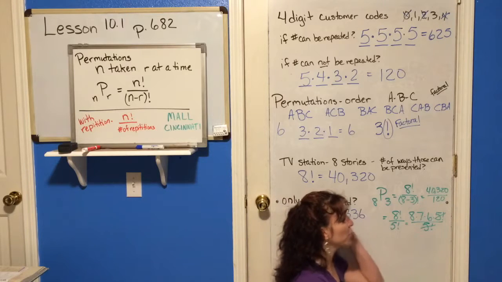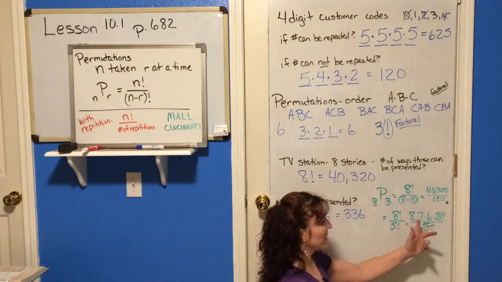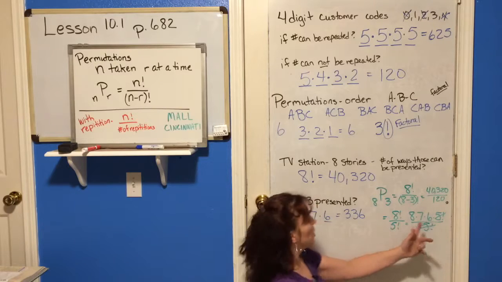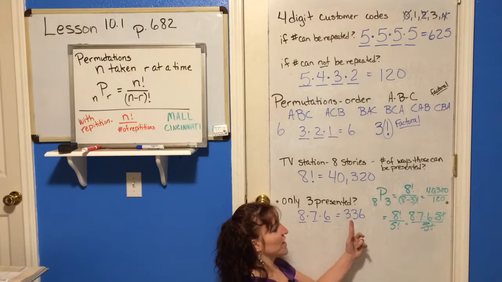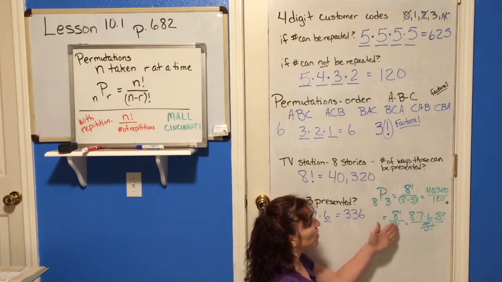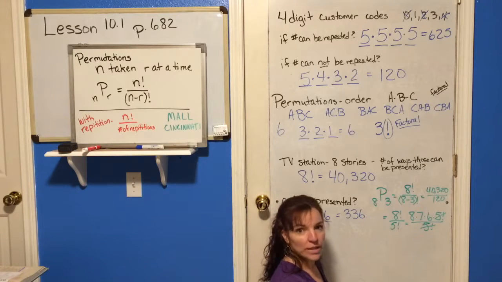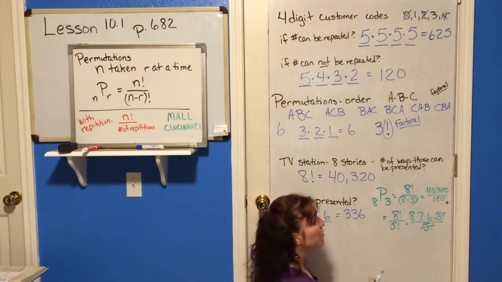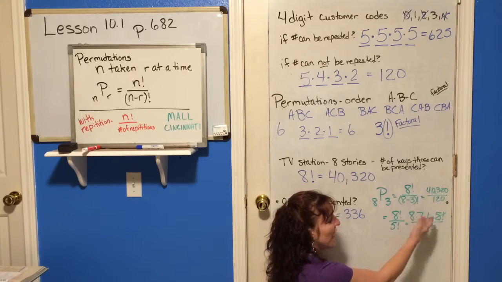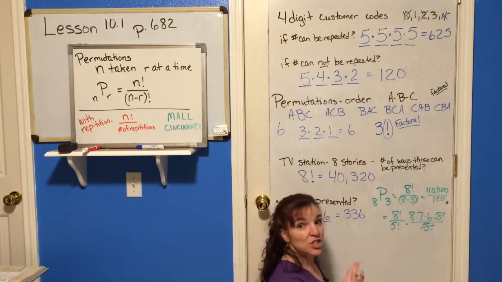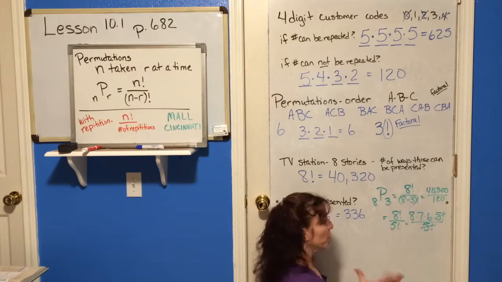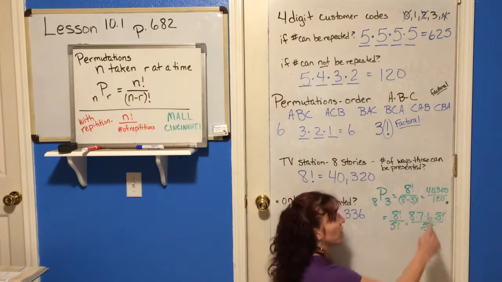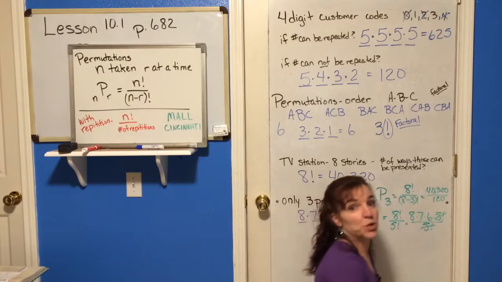So all of those factors will cancel out, leaving you just 8 times 7 times 6, which we already worked out, and we found that it's 336. Either of these ways is totally legit, all right? It doesn't matter, whichever way you prefer. I prefer to keep the numbers smaller and just cancel some things out. For me, there's less likelihood of making an error. But if you prefer to just plug it into your calculator and get an answer, that's fine too.